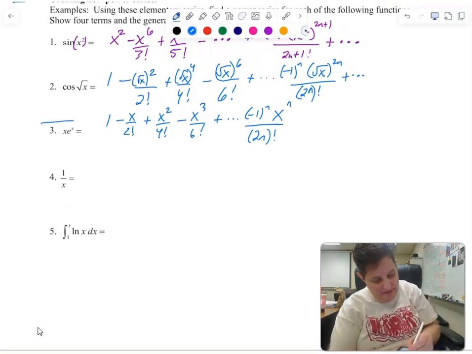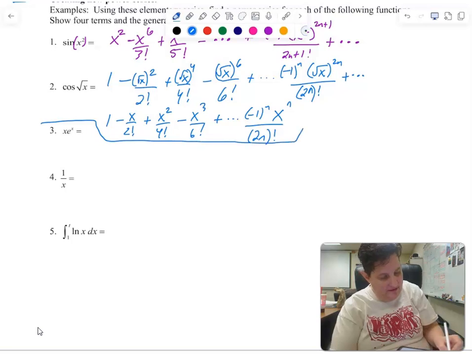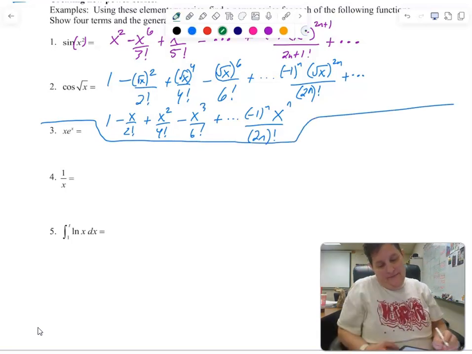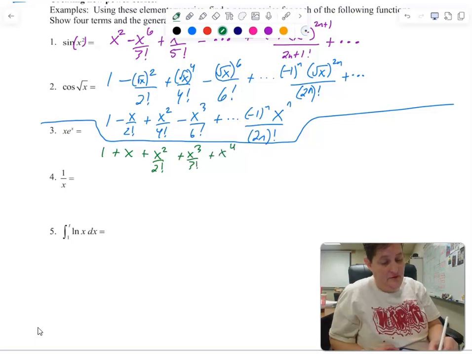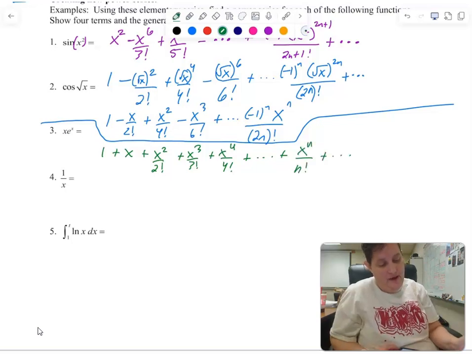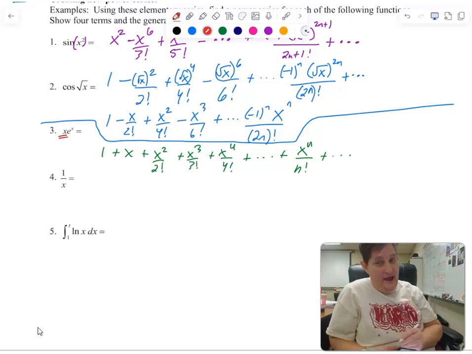All right, let's look at x e to the x. Sorry, I took up a little bit of space with that one. Well, we know what e to the x is. e to the x is 1 plus x plus x squared over 2 factorial, x to the third over 3 factorial, x to the fourth over 4 factorial. It does not alternate. x to the n over n factorial. But this x out in front means I am multiplying everything by an x.